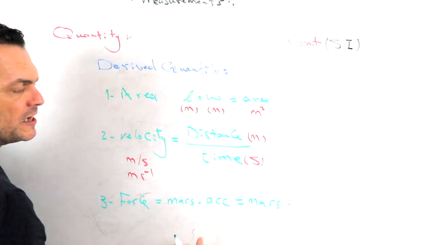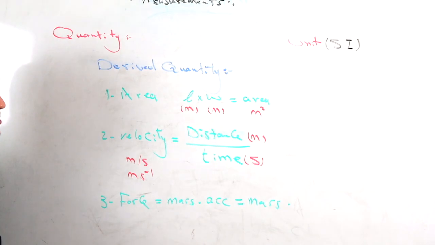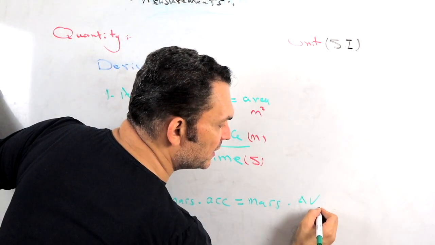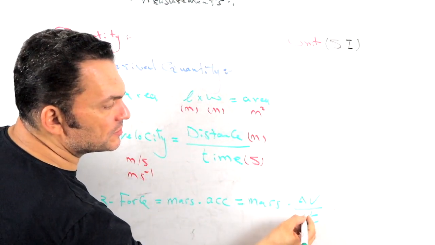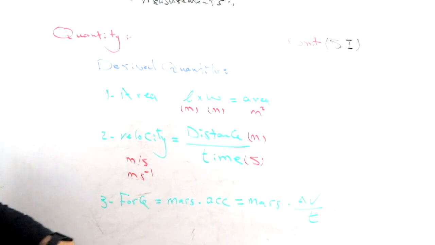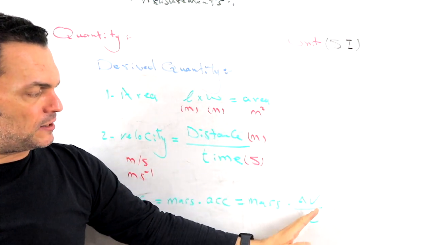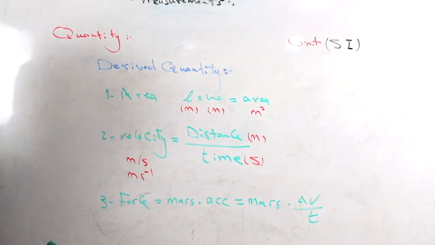And later on in our studies for motion, we're going to study that mass equals change in velocity divided by time. So it's going to be change in V divided by time. This delta means change in. So I'm going to say change in velocity divided by time. If there's no change in velocity, it means there is no acceleration and there is no net force.